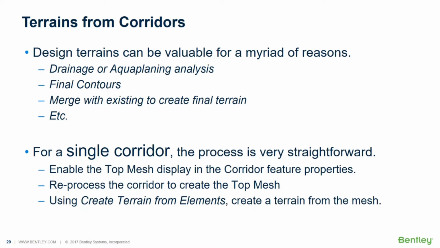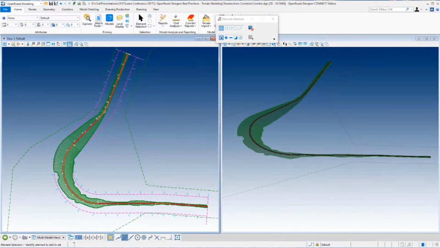So a lot of people ask, how do you do this? Well, if you've just got a single corridor, the process is really easy. You just enable the top mesh display in your corridor feature properties. You reprocess the corridor to create or draw the top mesh. And then, using create terrain from elements, you just create a terrain from the mesh. So let's show you how that works real quickly.